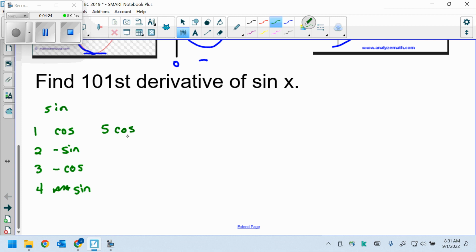And this pattern of 4 is going to continue to repeat itself. So this is the fourth derivative, the eighth derivative, the 100th derivative, anything divisible by 4, which would mean the 101st would go back up to being cosine. So in any of these bizarre kinds of questions, make sure you are looking for some kind of a pattern that might help you out.